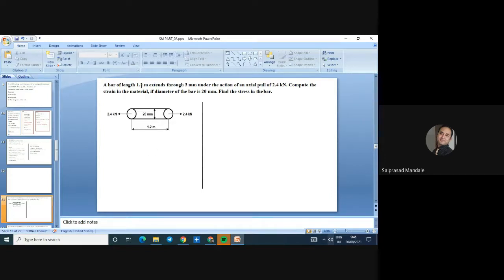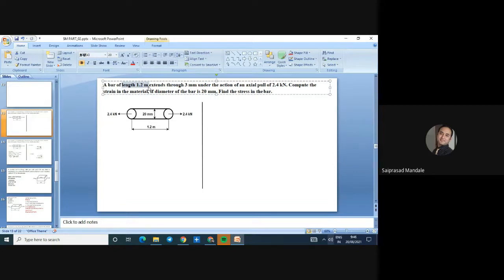A bar of length 1.2 meter. So what is this 1.2? L. 1.2 is L, and it is in meter. So what we have to do is convert that meter into millimeter. Which is the multiplication factor? How to convert meter into mm? Multiply by 1000, which means 1.2 into 10 raised to 3.